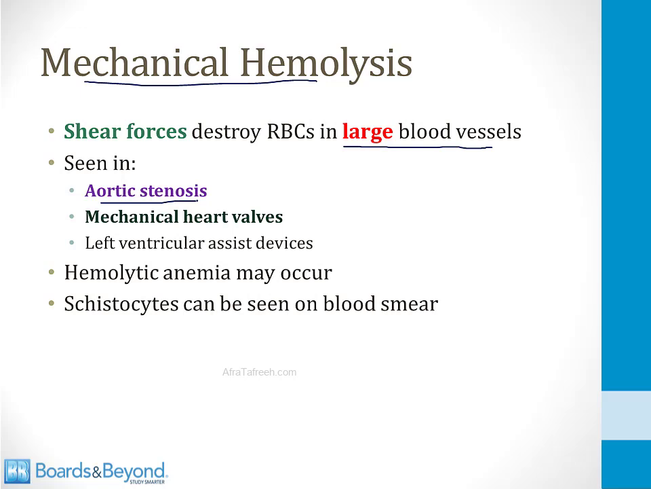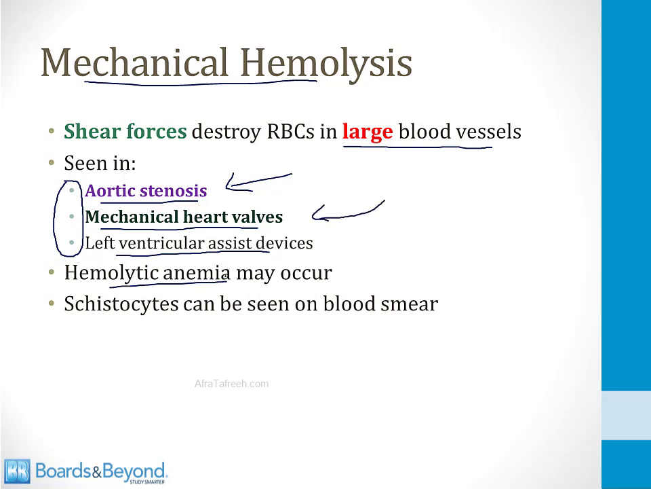You can also see it in patients who have mechanical metal heart valves, also in patients who have left ventricular assist devices for advanced heart failure. In all of these conditions, the blood needs to move past narrow openings where there are very stiff surfaces nearby, like the stiff aortic valve or the metal of these devices. In all of these cases, hemolytic anemia can occur, and you will see schistocytes on the peripheral blood smear.